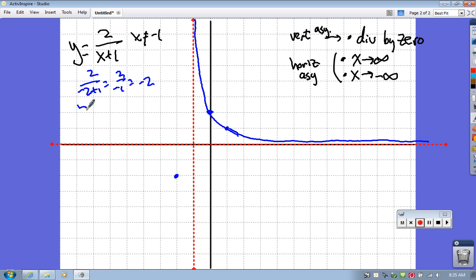Plug in -3. 2 over -3 plus 1 is 2 over -2, which is -1. So when x is -3, y is -1. And you can see it's going to take on this shape.